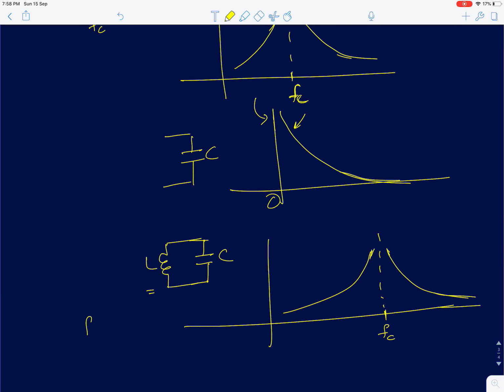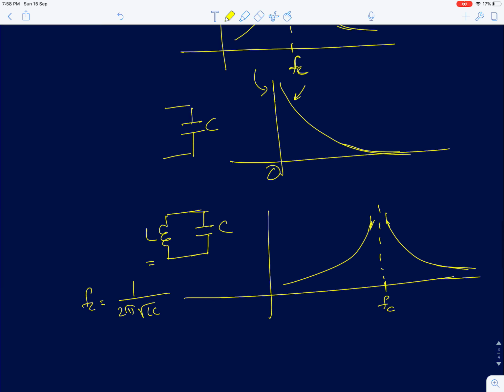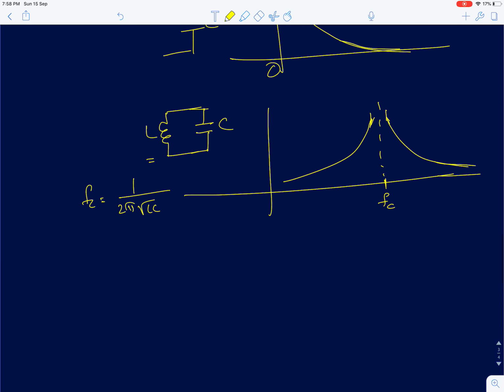Here I have chosen Fc, where Fc is 1 by 2 pi root LC. It gets shifted to this resonant frequency, which in this case is the carrier frequency. Now I am going to put this in parallel with the transistor, so what I am going to do is put an inductor.